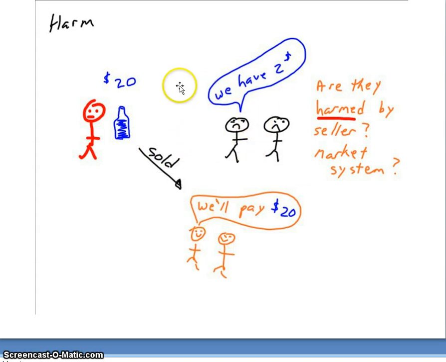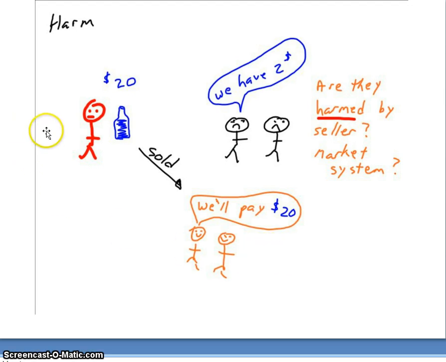And so if you take that view, that maybe the seller is harming these two, you might take that view because you might think that the seller could have changed their price, right? They could have sold the water at a lower price so as to meet the needs of more people in the community, not just those with sufficient money.